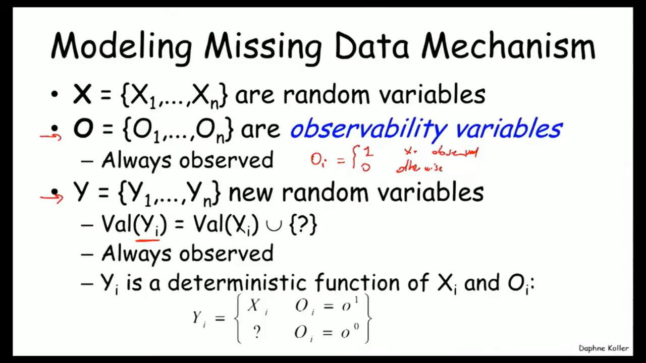Now, the y's are a deterministic function of the x's and the o's. So y_i is equal to x_i when o_i is observed, and is equal to question mark when o_i is not observed. So in the cases where O_i is equal to 1, I can reconstruct the value of x_i, but for the cases where I don't have the observation, I can't.